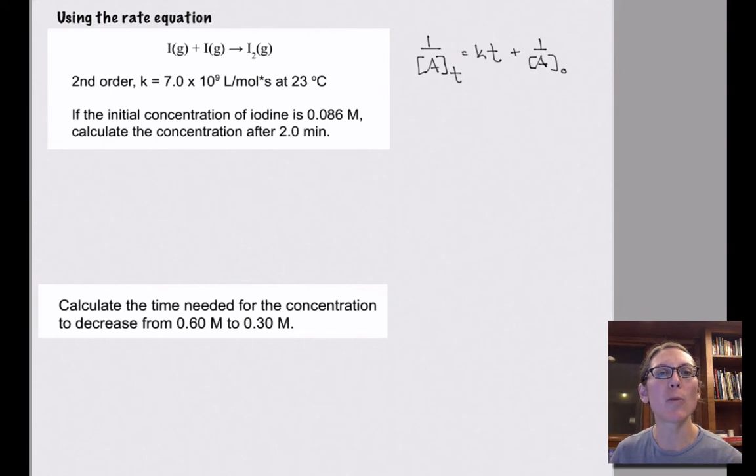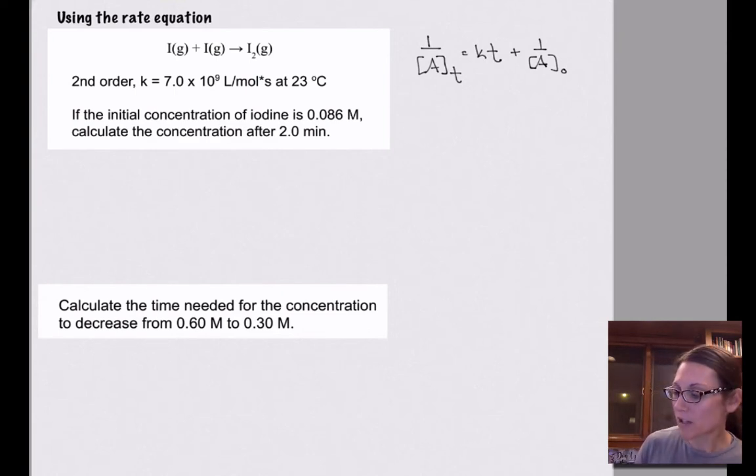So in the first problem, we have two iodine atoms reacting to form diatomic iodine. Second order reaction, our rate constant is 7.0 times 10 to the 9th liter per mole second. And we're told that the initial concentration of iodine is 0.086 molar. We want to know the concentration after 2 minutes. So we have our integrated rate equation off to the right. What we simply need to do is plug our values in.